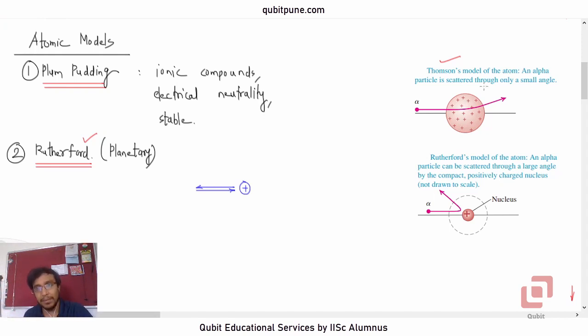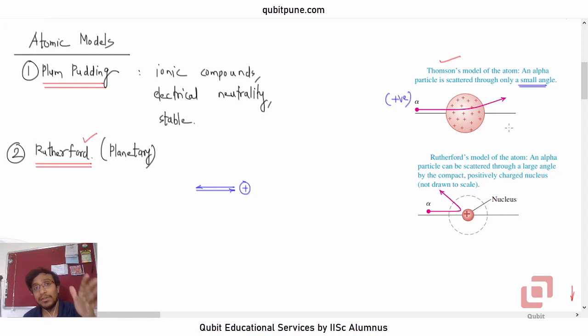If we imagine the plum pudding model, then the alpha particle, which we know is positively charged, should undergo only a small deflection. An alpha particle is scattered through only a small angle. Correct? So this small angle is different from almost undeflected. Almost undeflected means an extremely small angle, but here, because the charge is spread throughout, it should undergo only a small deflection.